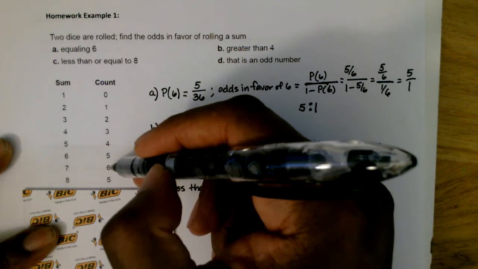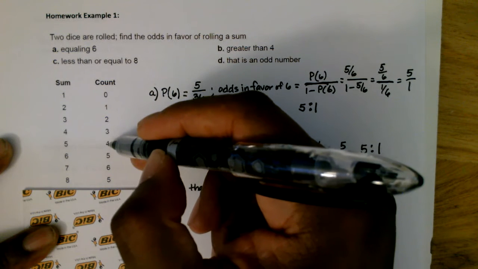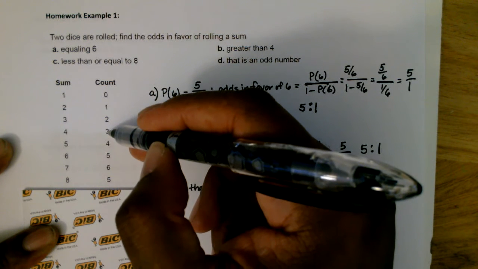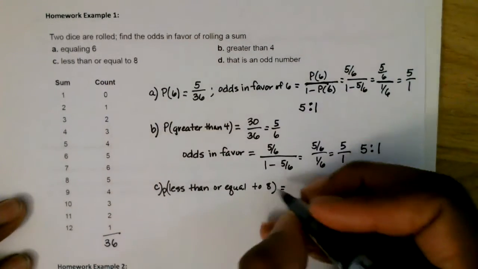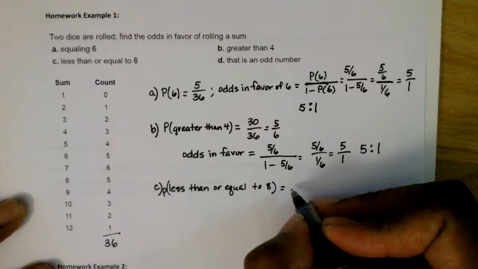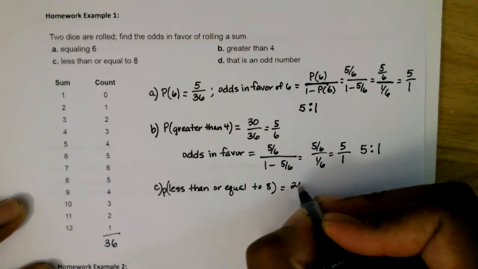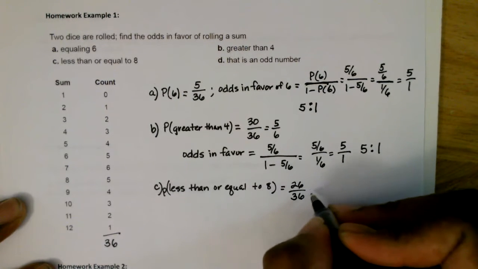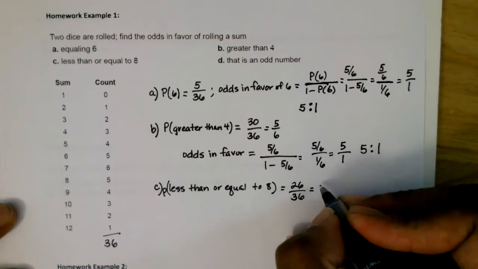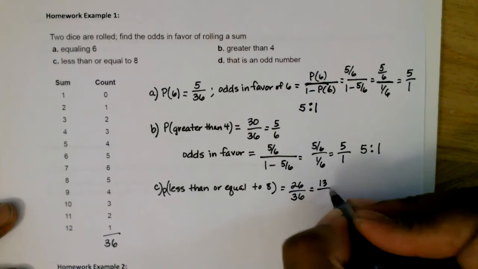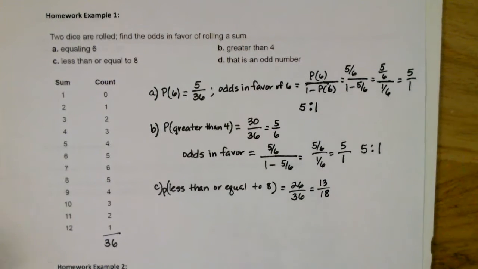So here, if I add 5 and 6, that's 11, plus 5 is 16, plus 4 is 20, plus 3 is 23, 25, 26. So the probability of rolling a sum less than or equal to 8 would be 26 out of 36. Let's see if I can reduce that. And in this case, I can. This will be 13 over 18.